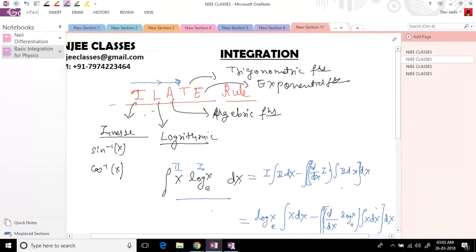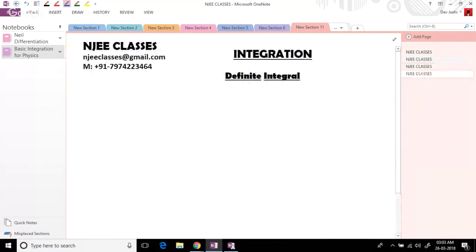Clear now? All right. So next, the last section that we have to see is the definite integrals. Definite integrals means integration within the proper limits. Suppose you have the integration of x square dx within the proper limits, 2 to 3. This is what we are having.